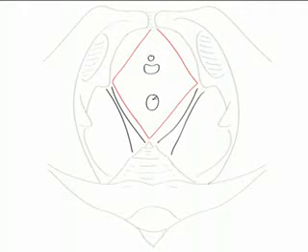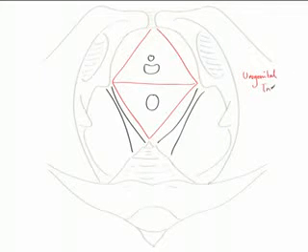We can further divide this perineum into two triangles by drawing a transverse or horizontal line between the two ischial tuberosities. And here we can now see we have an anterior urogenital triangle, as it contains both the urethra and the vagina, and also an anal triangle as it obviously contains the anus.